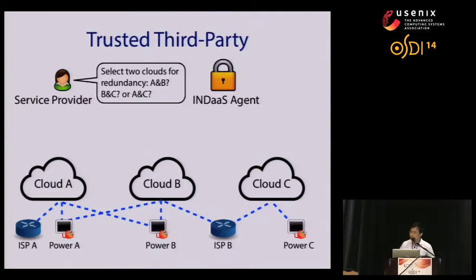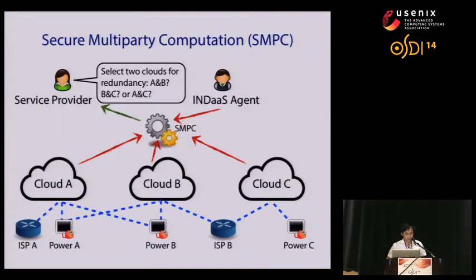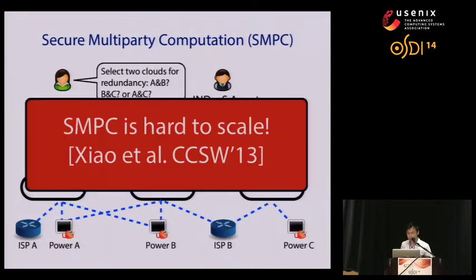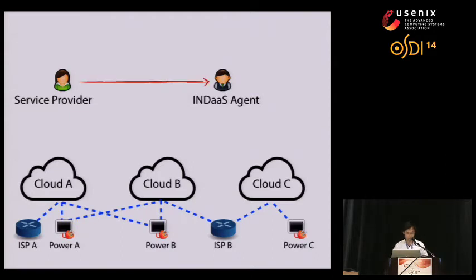If we can directly deploy our system on a trusted third party, we actually directly solve the problem. However, in practice, cloud providers are reluctant to share such information. We definitely can use secure multi-party computation to address our problem. Unfortunately, SMPC is very hard to scale in practice, and we already have results evaluating this. Let me show you how we solve the problem.